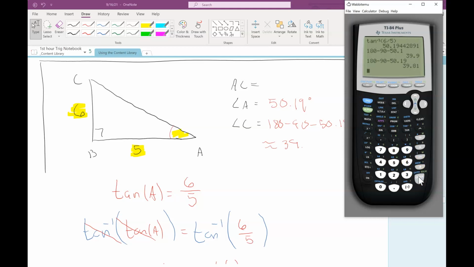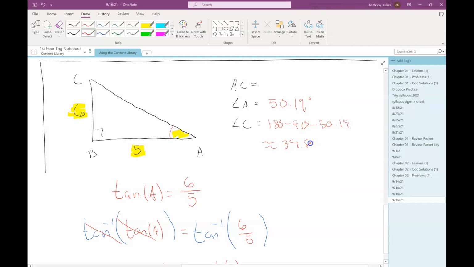So that's 39.81 degrees. So far, so good. How should we find AC? We now have a couple of different ways to do that. You could use the Pythagorean theorem, and that would really be the best of our options.